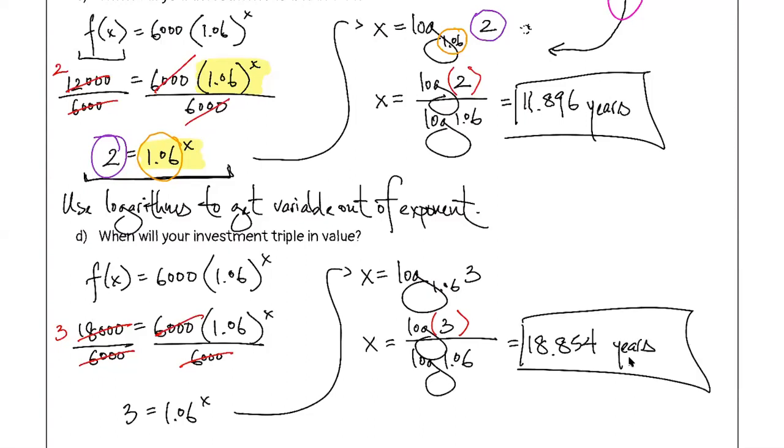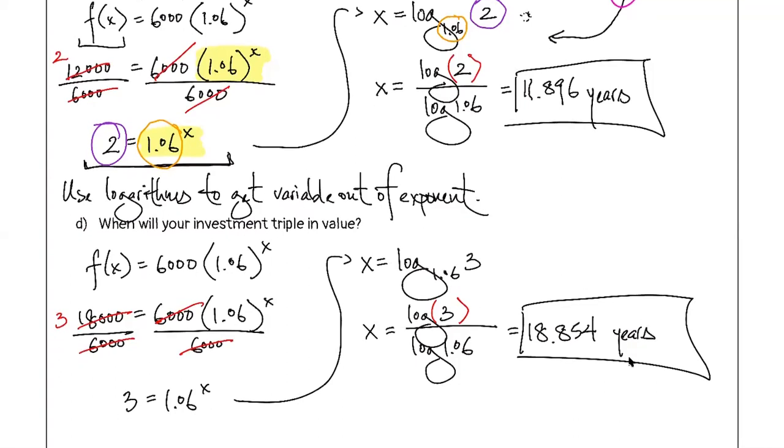Okay. So that's kind of cool because in less than 20 years, you're going to have 3 times as much money in there. And that's just if you did a deposit one time. You didn't keep depositing every single year. Okay. So if you deposit every single year, you're going to triple your money much faster than with this model.